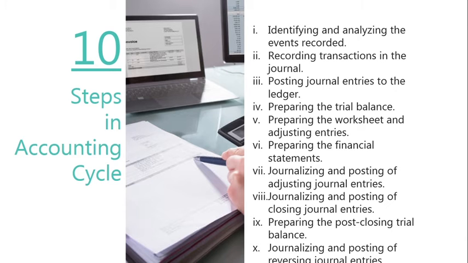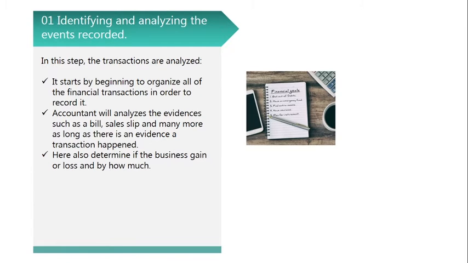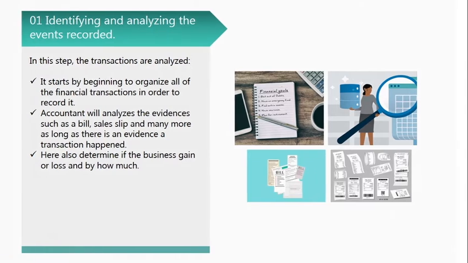So here are the steps of the accounting cycle as follows. Number 1. Identifying and analyzing the events recorded. In this step, the transactions are analyzed. It starts by beginning to organize all of the financial transactions in order to record them. The accountant will analyze the evidence, such as a bill, sales slip, and many more, as long as there is evidence a transaction happened. Here we also determine if the business gained or lost and by how much.